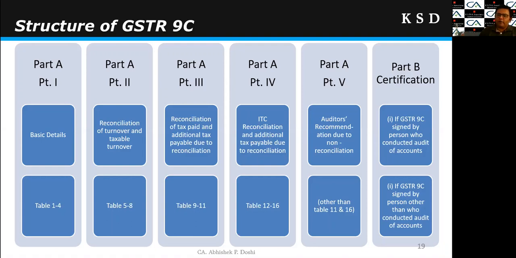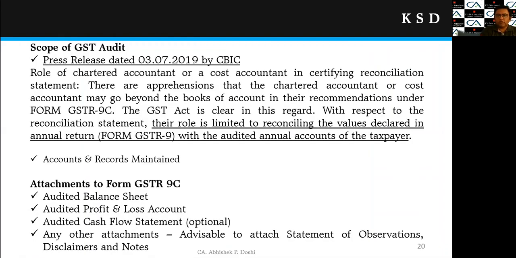And then Part B regarding certification. Certification has also been divided into two parts: when the person who is signing the books of accounts and signing 9C are the same, and when the person signing the books of accounts and signing 9C are different. There are two categories of certification. So we have learned about the basic structure of the GSTR 9C.